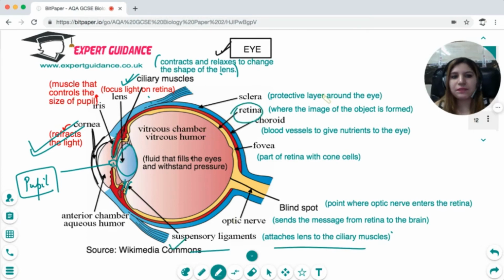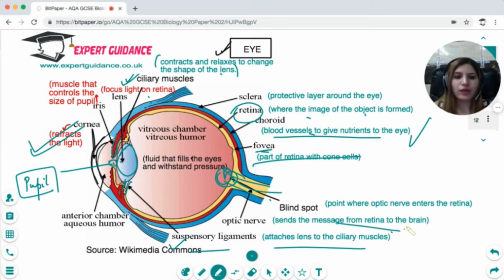Retina is the place where the image is formed, and then you have the choroid layer, which is the blood vessels that give all the nutrients required to the eye. There's a fovea, which is the part of the retina with only cone cells, and then there is a blind spot. This blind spot is where the optic nerve enters the retina, and this optic nerve sends the message from the retina to the brain so that it can process the information and helps you to see.